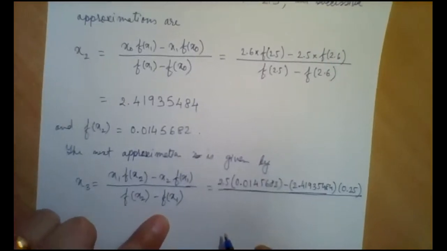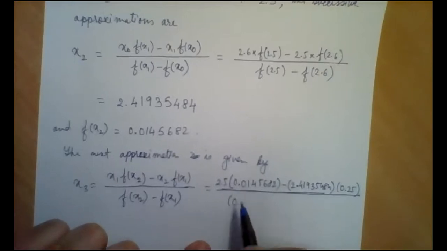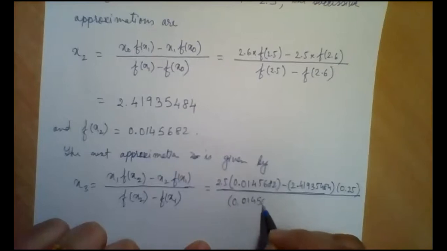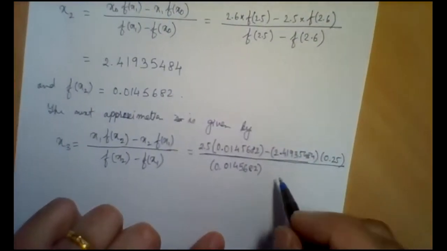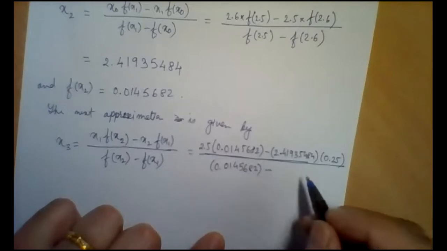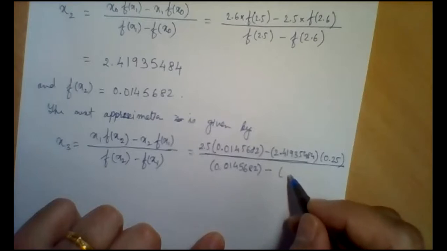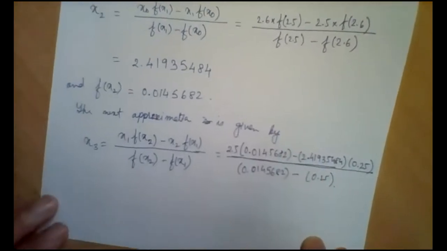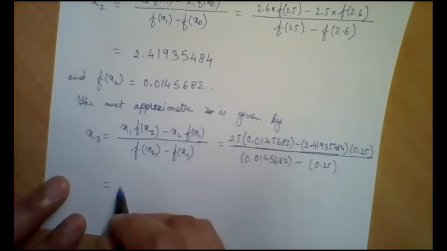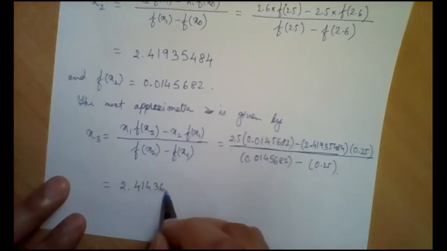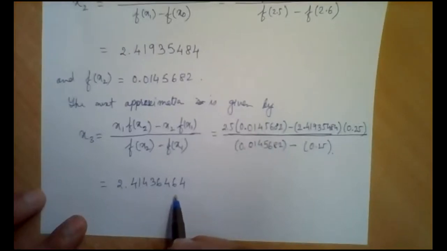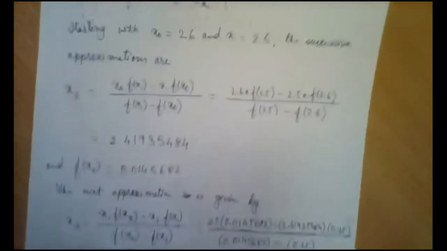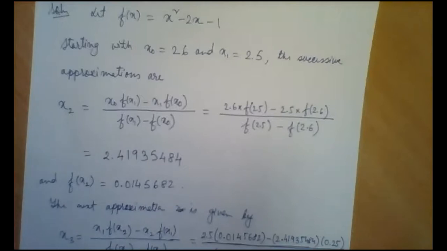Then f of x2 minus f of x1. f of x2 is 0.014682, and f of x1, the value of the function at x equal to 2.5, is 0.25. When you calculate this, you will find the answer is 2.41436464. You will get this answer. Okay, so let me check the calculation again.